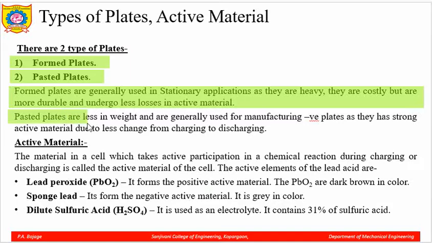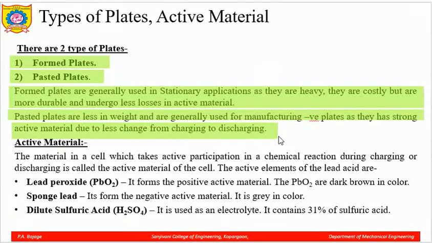Pasted plates are less in weight and are generally used for manufacturing of negative plates, as they have strong active material despite the change from charging or discharging. So again, pasted plates are less in weight and generally used to manufacture negative plates.